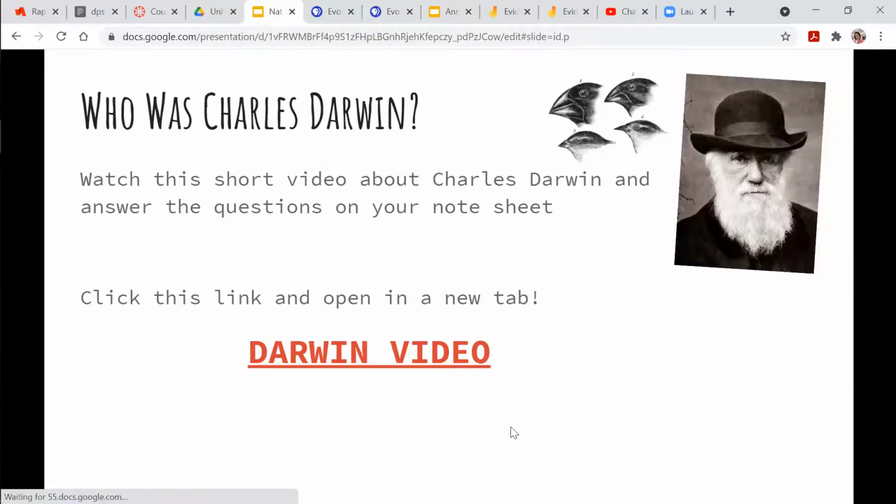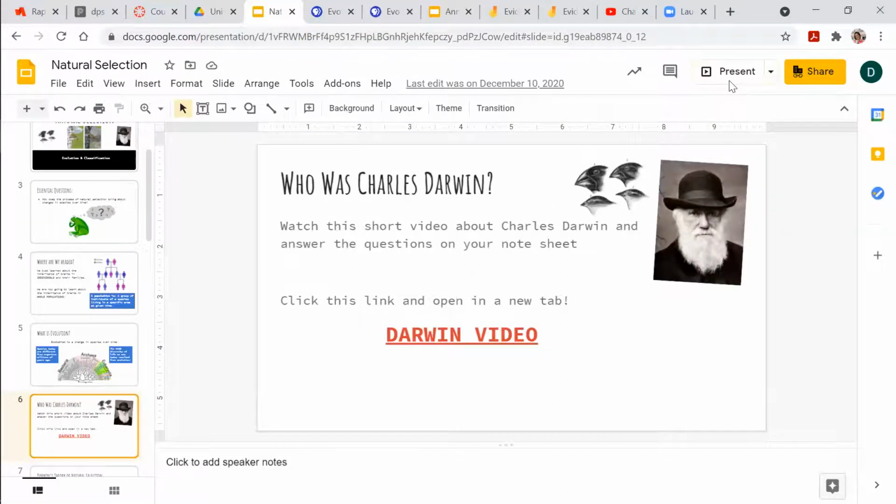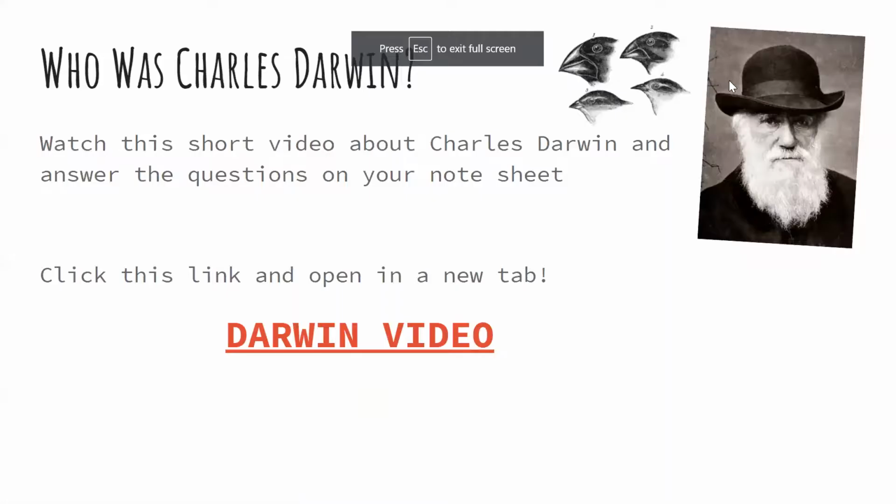So, in 3 words on your notes, or maybe just 1 or 2, describe who you think Charles Darwin was. Not only was he the father of modern evolution, but what else was he to you?